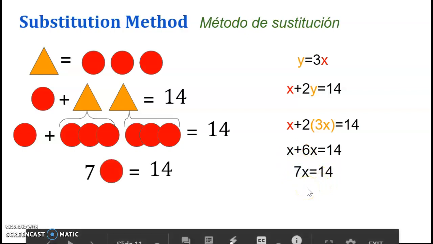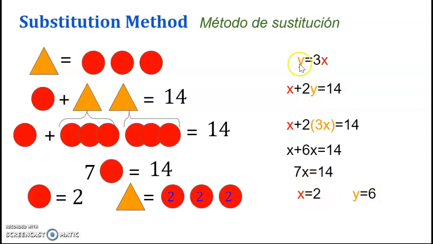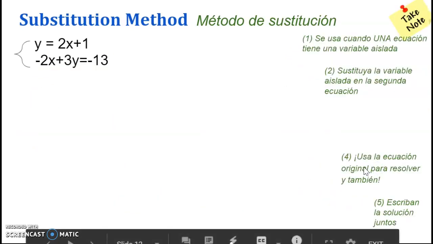So divide both sides by 7 and you get x is equal to 2. And if x is equal to 2, then we know from the first criteria that each of the circles is equal in value to 2. So the triangle is going to be equal to 6. So y is going to be equal to 6. By substituting x is equal to 2 into this first equation, y is equal to 3 times 2, which is 6. So you're going to take notes again here.